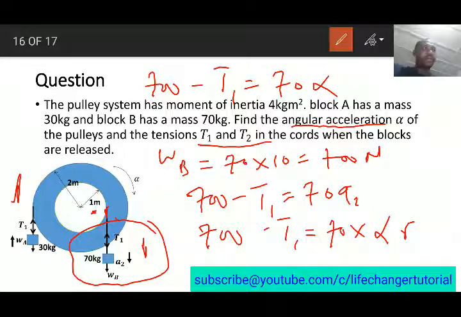That will give us an equation 1. So 700 minus T1 is going to be equal to 70 alpha. Okay, so write that as equation 1.